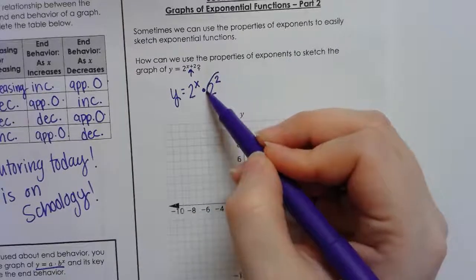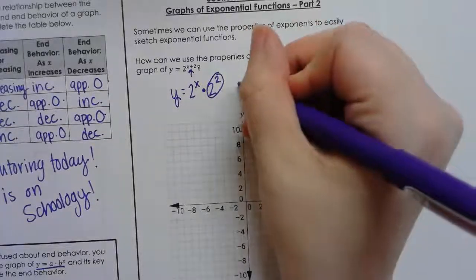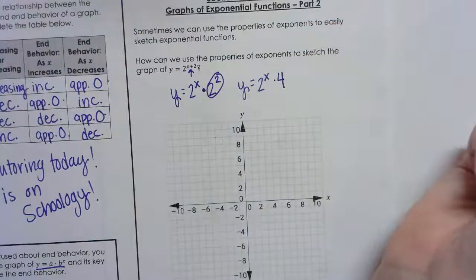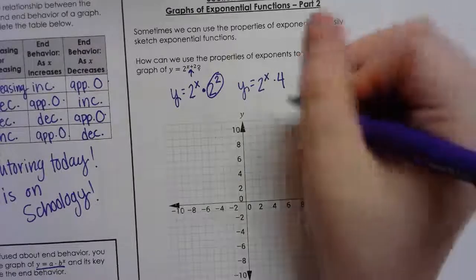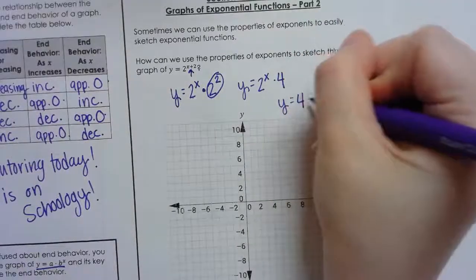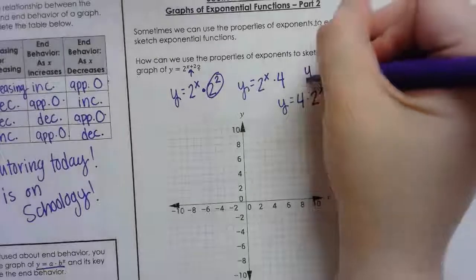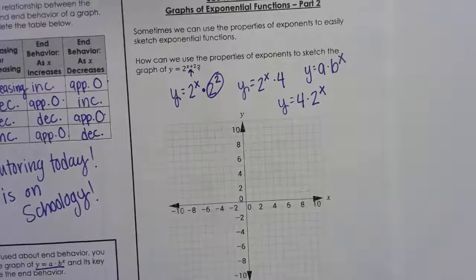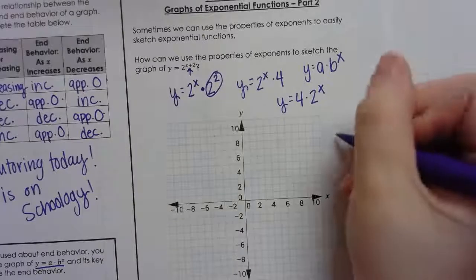Now, what can we do with this? What is 2 to the second? 4. So then if we have y equals 2 to the x times 4, does that look familiar? Could we write it as y equals 4 times 2 to the x? Doesn't that look like my standard y equals a times b to the x that I've been using to graph? So what's my y-intercept? Right, my y-intercept is 4.